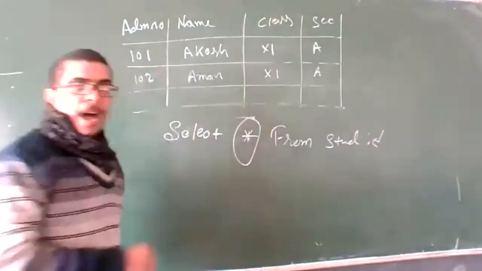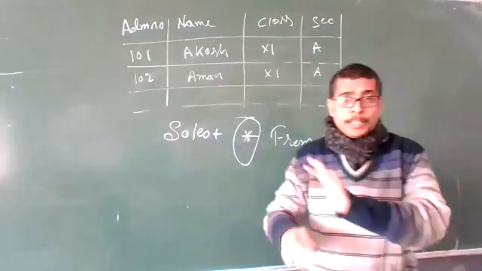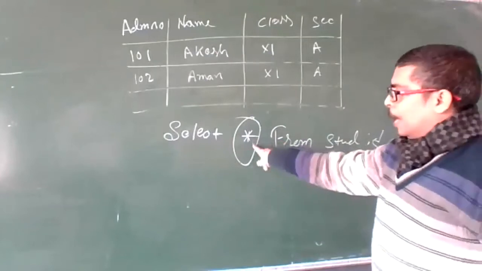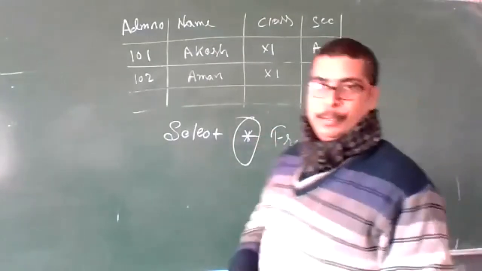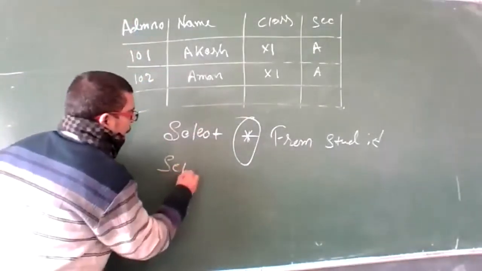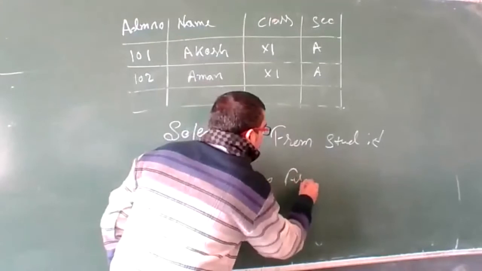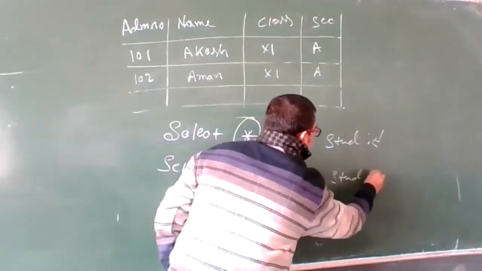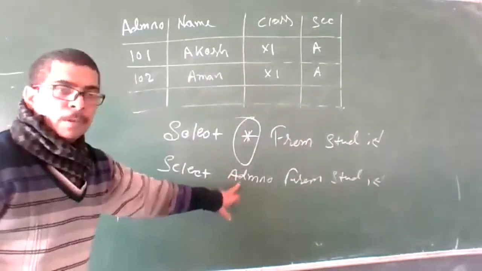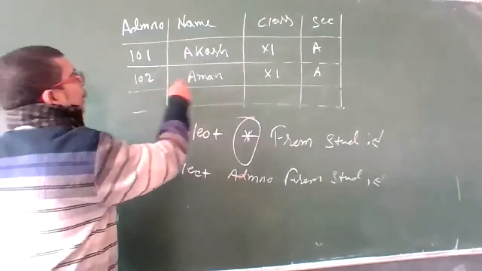What are you doing? A star. The star means this also, this also, this also. As many attributes as are here, all will be visible. I am using a star. But if I want to see the details of admission number only, what do you write here? SELECT ADMNO FROM stood. Only admission number will be visible. Only this column.